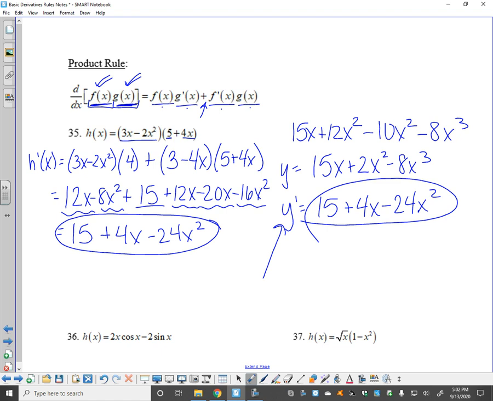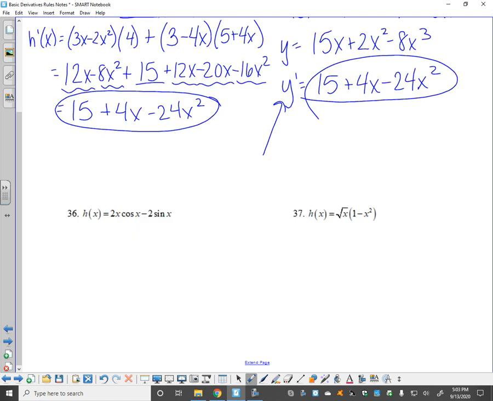Now, you should be sitting there saying, well, why on earth would I do the product rule? I would rather just lobster it out and use the power rule. I agree. But you can't always do that. So on number 35, absolutely. Lobster that sucker out and roll into the power rule. 100%. However, look at number 36. Okay, guys, you have 3 things going on here. You have a 2x, you have a cosine of x, and then you have a minus 2 sine of x.